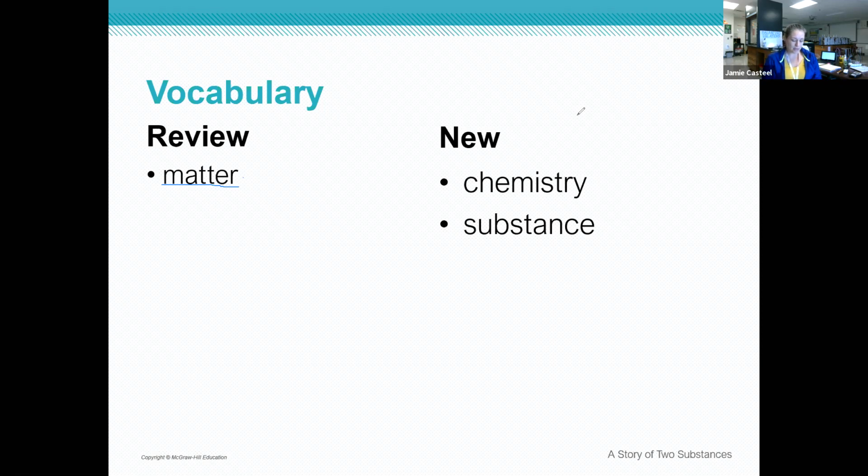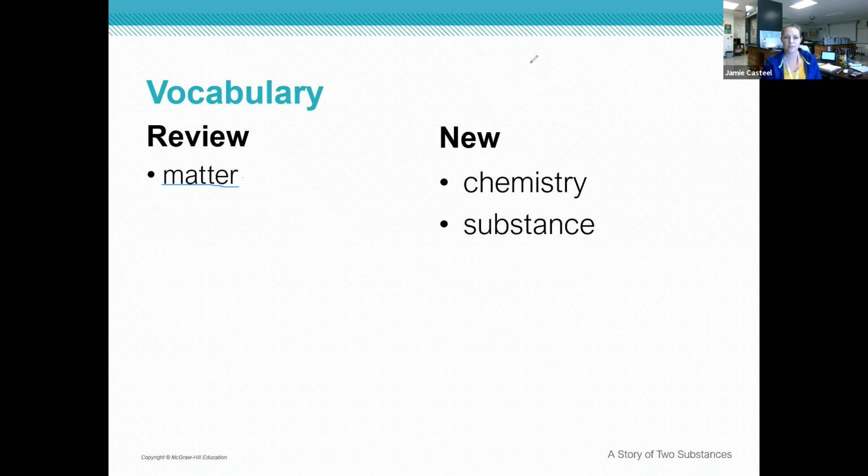Now, the new vocabulary for this section is chemistry and substance. Obviously, chemistry should be our very first vocabulary word. That's why we're all here. And then what in the world is a substance? Now, don't get all Breaking Bad on me about that. We're going to talk about it and stay with me, all right?